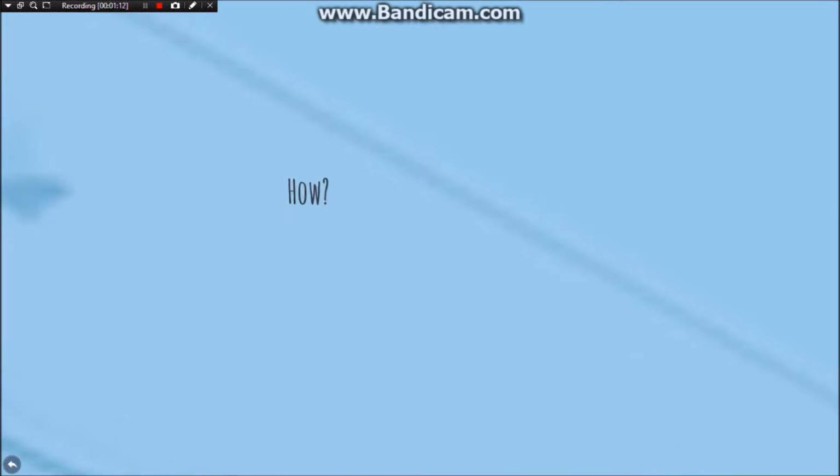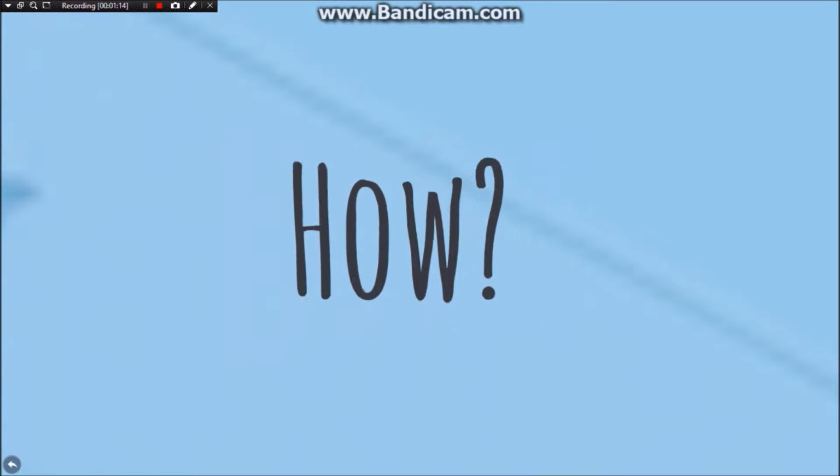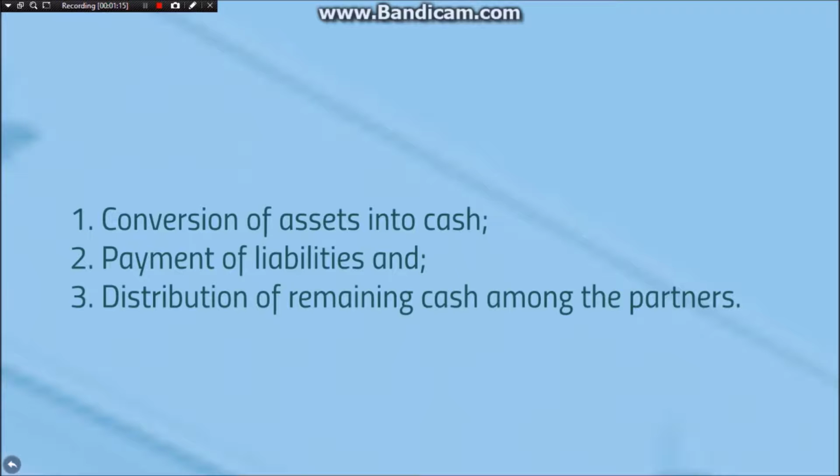So how is liquidation done? First, conversion of assets into cash. Then the payment of liabilities. Lastly, the distribution of remaining cash among the partners.